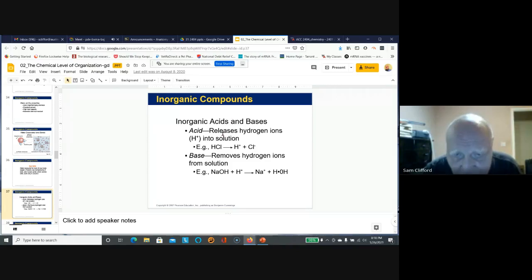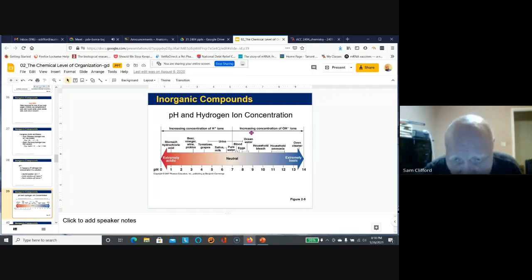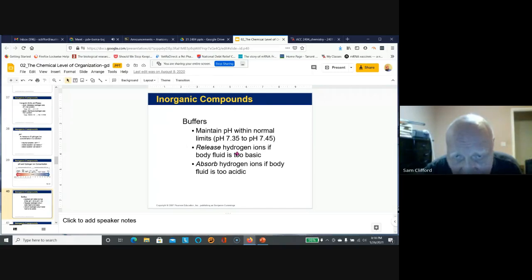Okay, know what an acid is? Know what a base is? Questions? Know that pH measures the hydrogen ion concentration. You notice that some of these are directly questions on Webassign. Recognize the pH chart. Extremely acidic on the left, extremely basic on the right. Notice blood is right here, 7.34 to 7.45. Know what a buffer is. A buffer maintains pH.